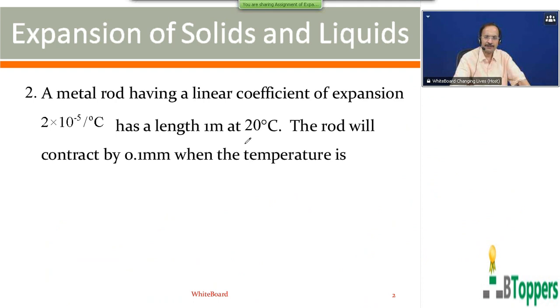See, look at a metal rod having a linear coefficient of expansion 2 in 10 power minus 5 per degree centigrade has a length 1 meter at 20 degree centigrade. The rod will contract by 0.1 millimeter when the temperature is. So the rod will contract when temperature decreases. The final length will be less than the initial length.